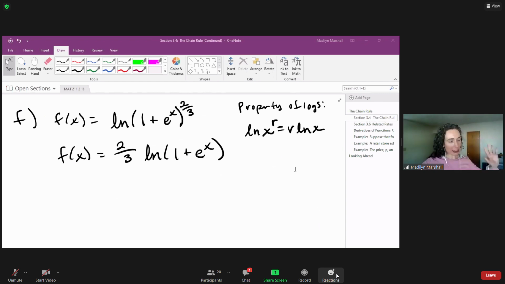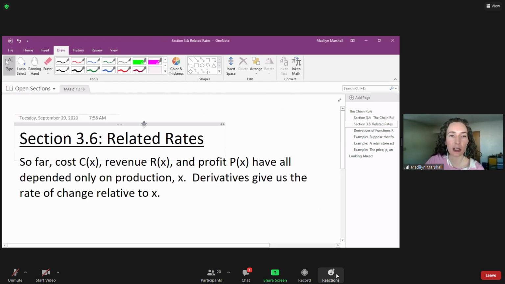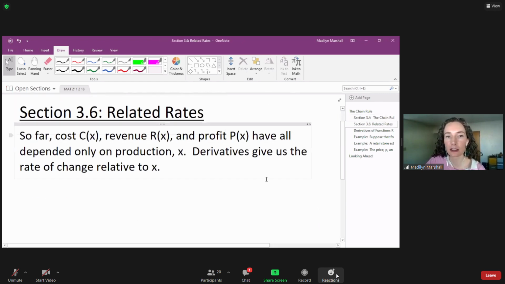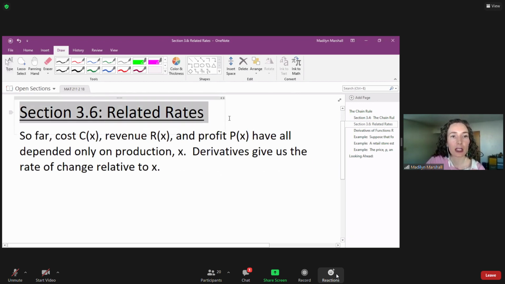So in each chapter, there's kind of some calculus stuff and then application stuff at the end. And so we are going to go into application stuff that is sort of a weird way to use the chain rule. But before we get to the chain rule, I'm just going to put up some information. So section 3.6 is called related rates.